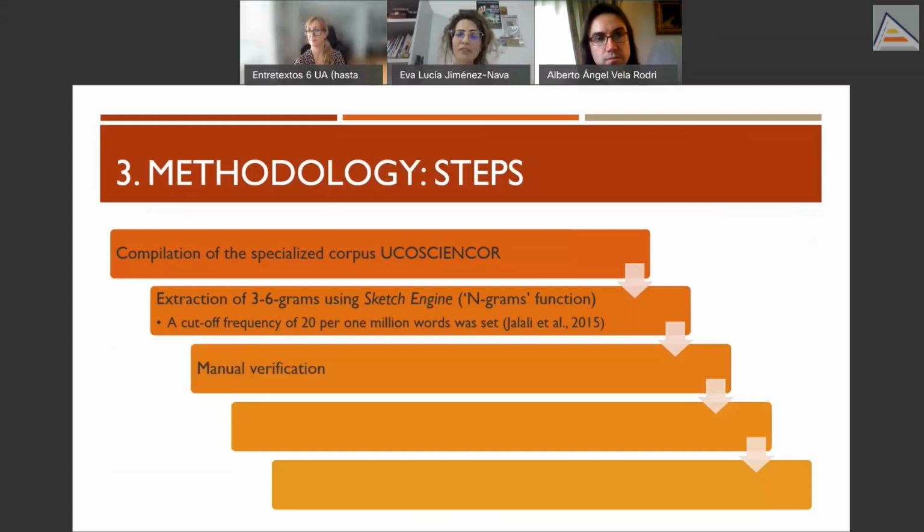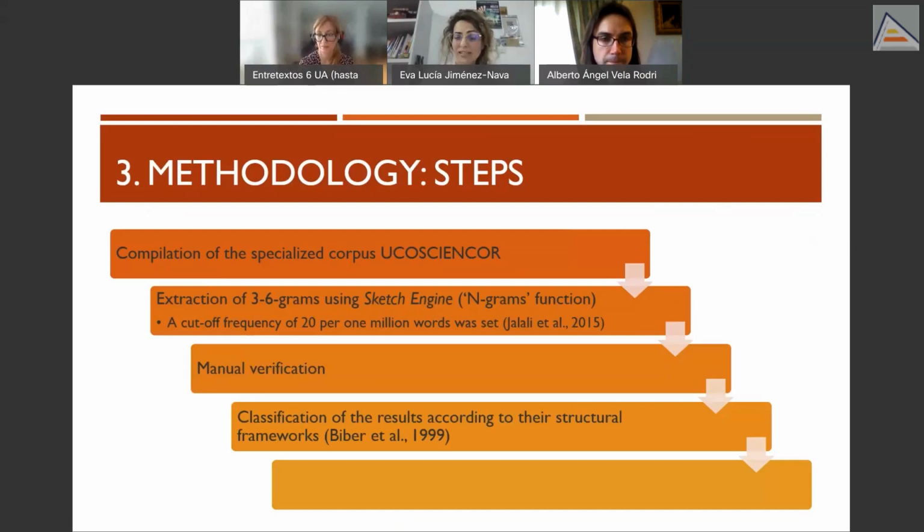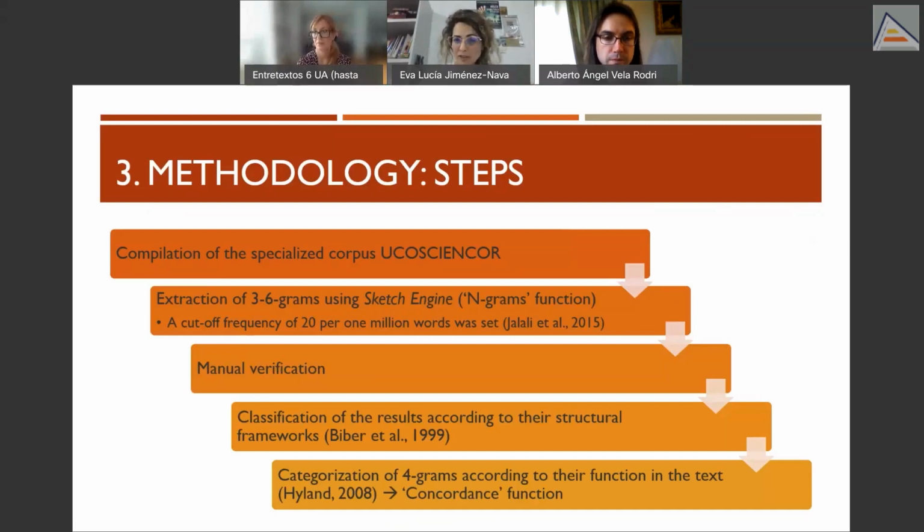Then I had to manually verify these results because sometimes automatic software is not 100% reliable. So I wanted to check that nothing could spoil my final results. Then I classified the results according to their structure, following Biber and others. And finally, I focused on 4-grams to classify them according to their function in the text. I checked the concordance function available in Sketch Engine, so you can see the ngrams in context and decide which function they are playing in context.